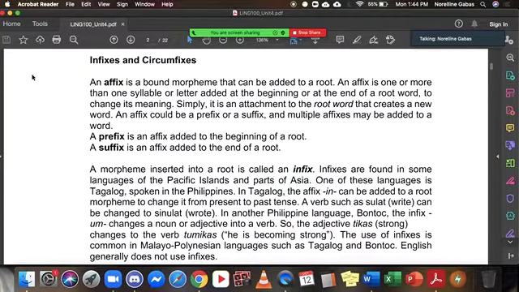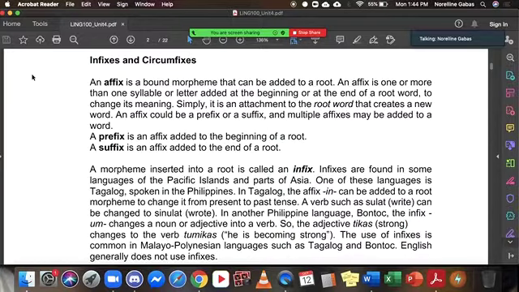An affix is one or more than one syllable or letter added at the beginning or at the end of the root word. Ang tawag sa cluster sa pinagsamang, or cluster name for prefix and suffix, ay affix. Ito yung dinadagdag sa bound morphemes. Okay? Then, so simply, it is an attachment to the root word which creates a new word.